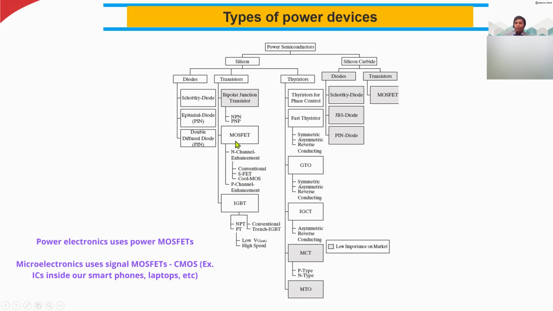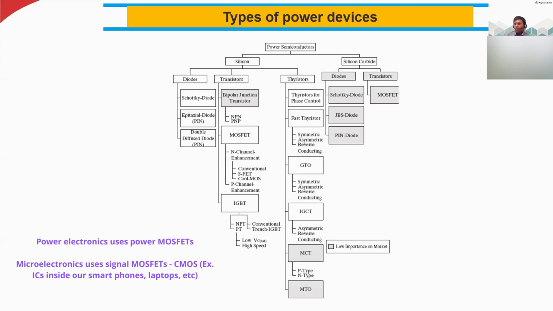So MOSFET means what? Metal oxide semiconductor field effect transistor. This is actually a very important component in the electronic industry. MOSFET is useful in power electronics, as the power MOSFET. The same MOSFET is also useful in digital electronics. You know, all the ICs, integrated circuits, the chips in your mobile phone and your laptops, all are based on this MOSFET principle actually.